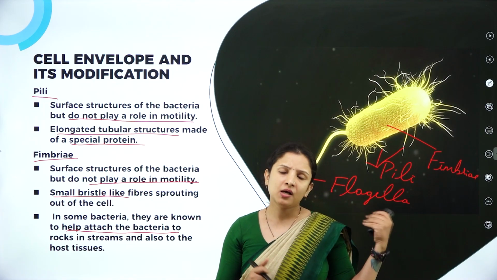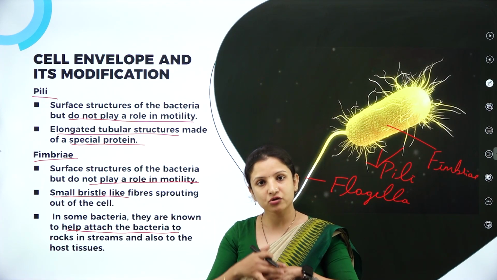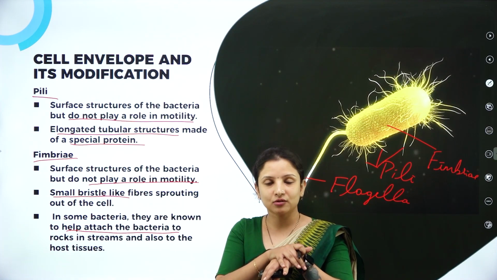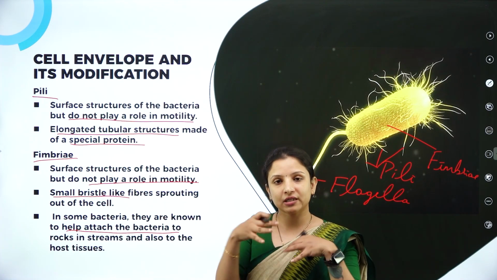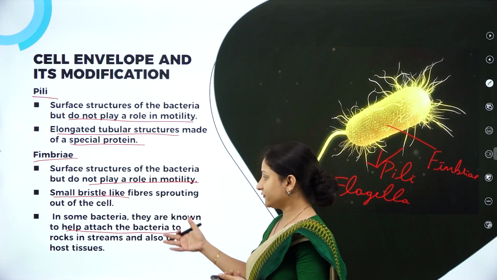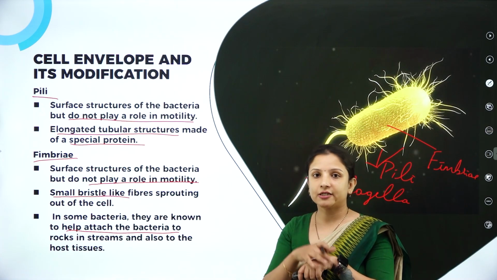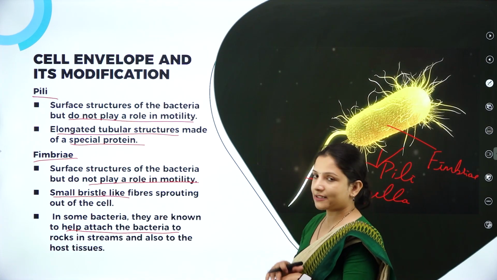they can go and attach to it with the help of the fimbriae. And apart from that, some of the pathogenic bacteria can attach to the host and cause diseases in the host. So to attach to the host, they need some special structures, right? That is nothing but fimbriae. So the fimbriae help the bacteria to attach to the host as well as to some rocks and all that in the streams.